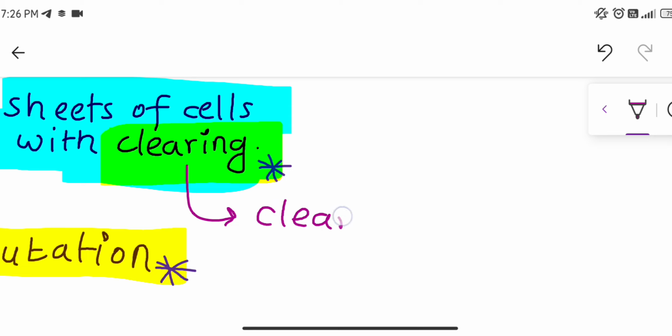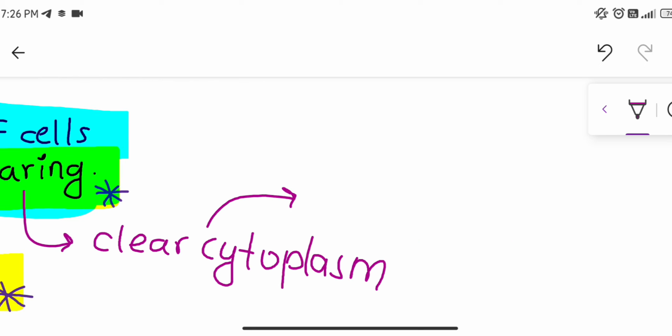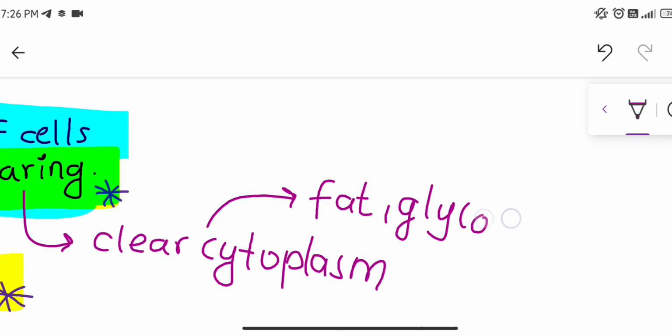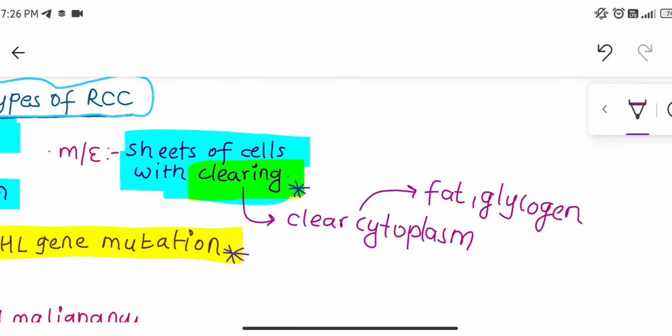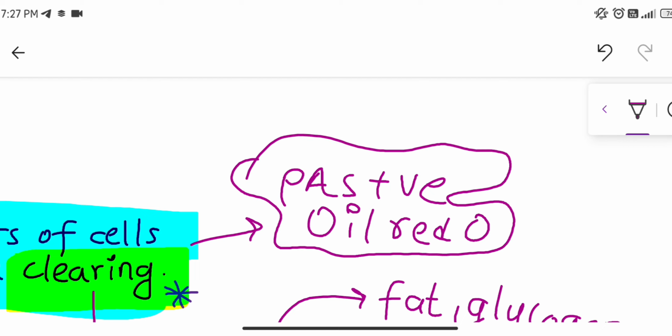And why is there clear cytoplasm in a cell? Because of the storage of glycogen as well as fat. The fat and the glycogen get stored inside the cell, so the cytoplasm gets cleared. They will be PAS positive as well as Oil Red O stain positive. So this is also an important question that is going to be asked.